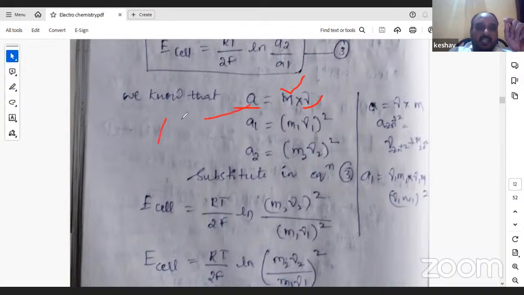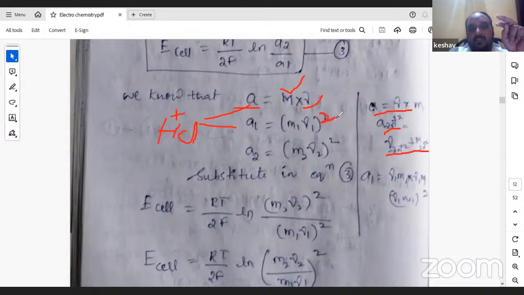Activity of HCl. 2 ions will be there. Previously only 1 ion was there. For 1 ion, activity of Zn plus 2 is equal to gamma of Zn plus 2 into m of Zn plus 2. But here 2 ions are there. For HCl, m1 gamma 1 for H plus, and for Cl minus m1 gamma 1. Therefore, we get m1 gamma 1 whole square, right?